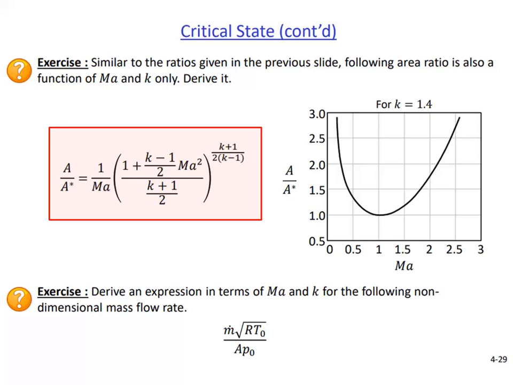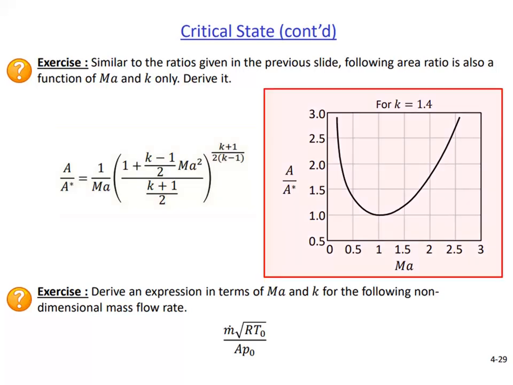This rather complicated equation looks pretty simple when plotted, as you see here. This plot is generated for air, and the horizontal axis is the Mach number. The area ratio is equal to 1 at Mach number 1 as expected, and it is greater than 1 for all other Mach numbers. This confirms that in an isentropic flow, Mach number can be 1 only at the minimum area. If the Mach number at a section is known, it is straightforward to get the corresponding area ratio. For example, if the Mach number at a section is equal to 2, the area of that section should be about 1.7 times the critical area.